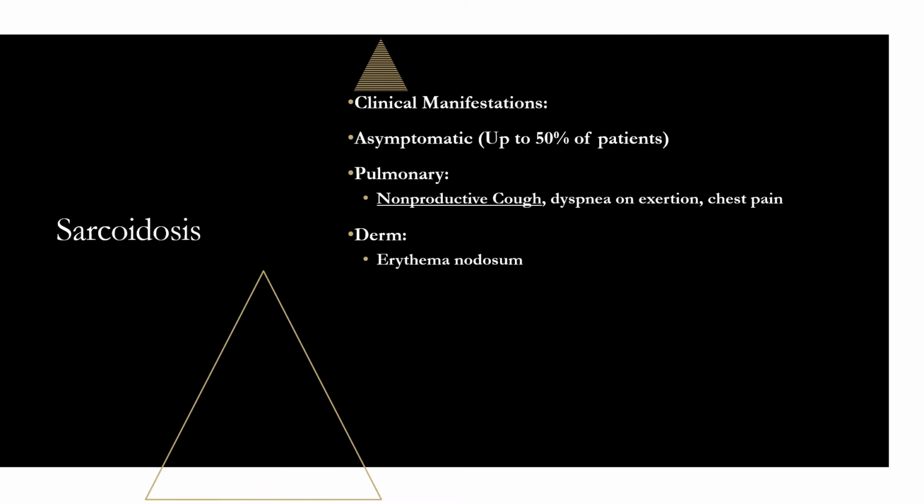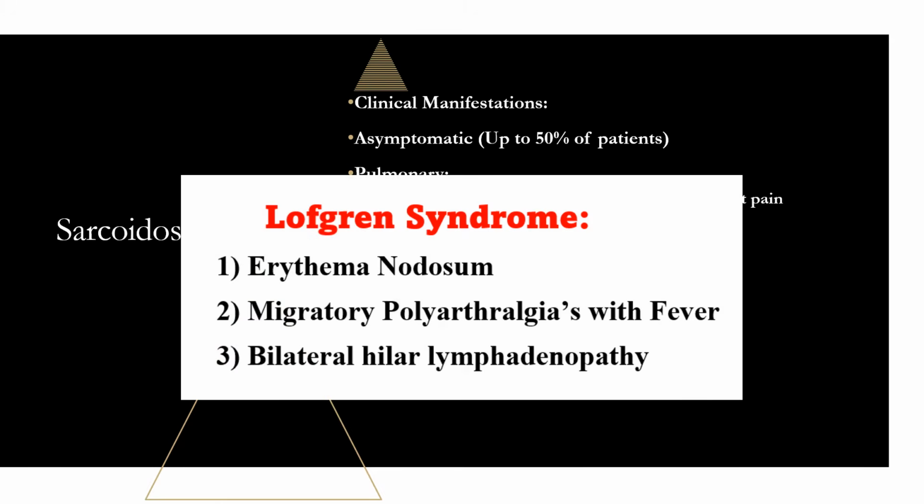fever and bilateral lymphadenopathy. If you see this, this is known as Lofgren syndrome. So again, Lofgren syndrome is erythema nodosum, migratory polyarthralgias with fever, and bilateral hilar lymphadenopathy. If you see this, this is so specific to sarcoidosis that you don't even need a biopsy to confirm the diagnosis. This is enough to make the diagnosis. So Lofgren syndrome is very important to know.